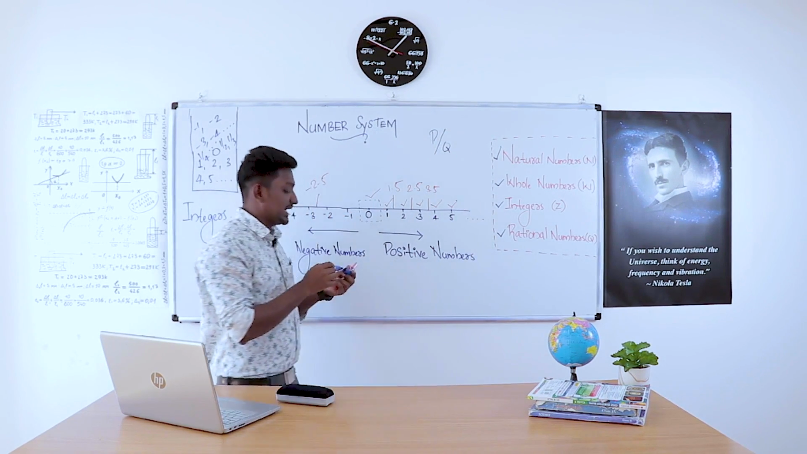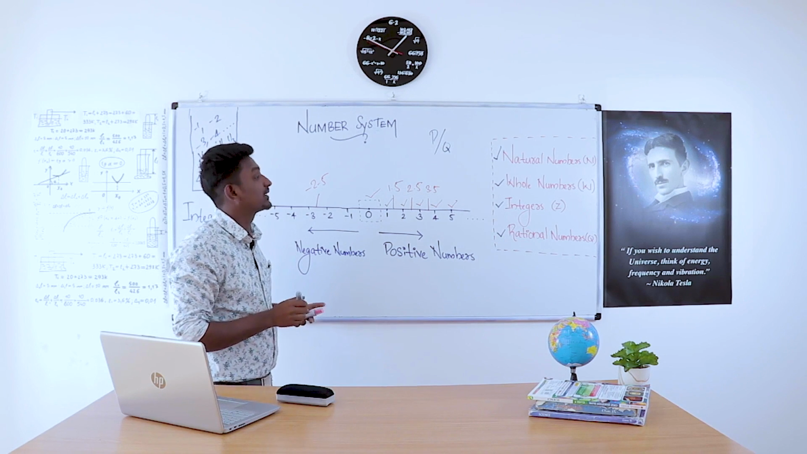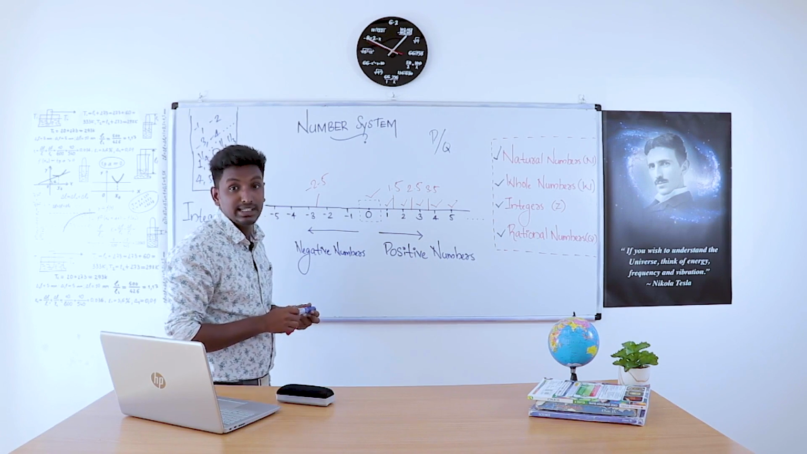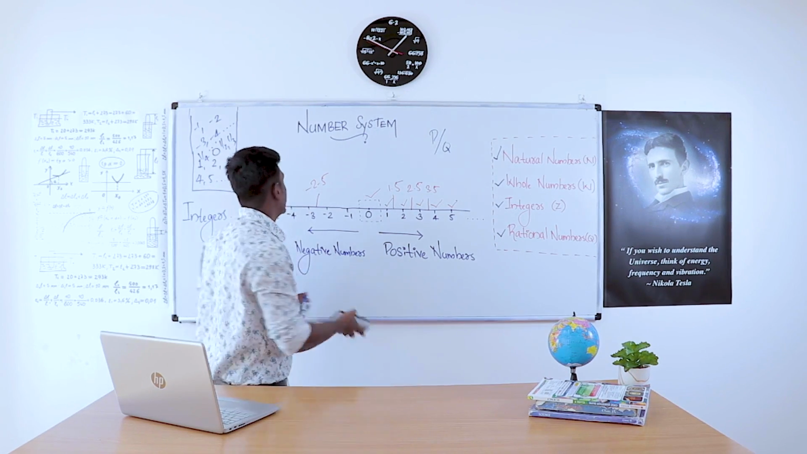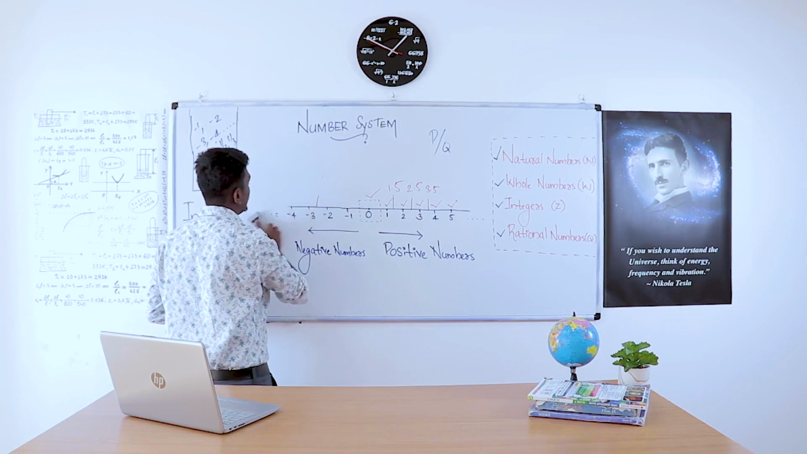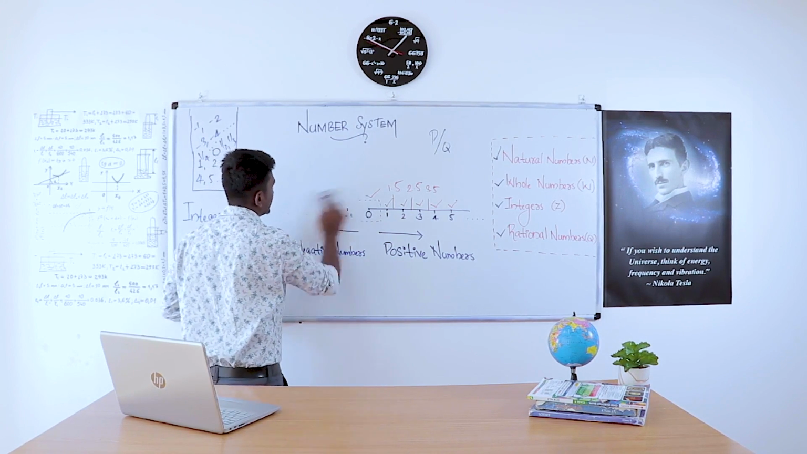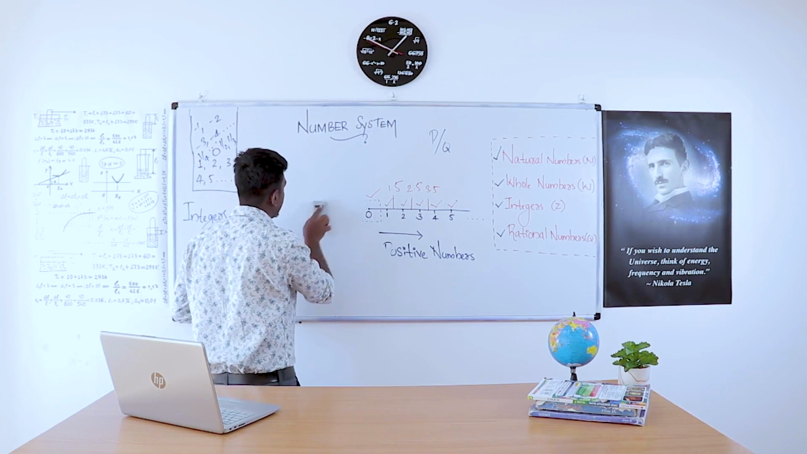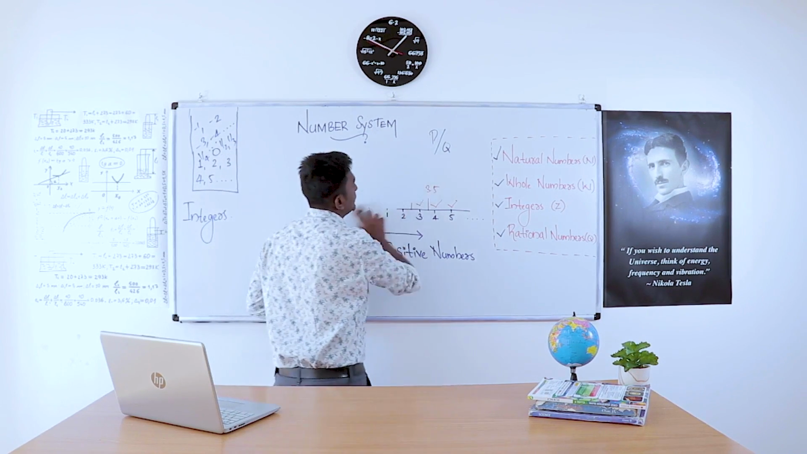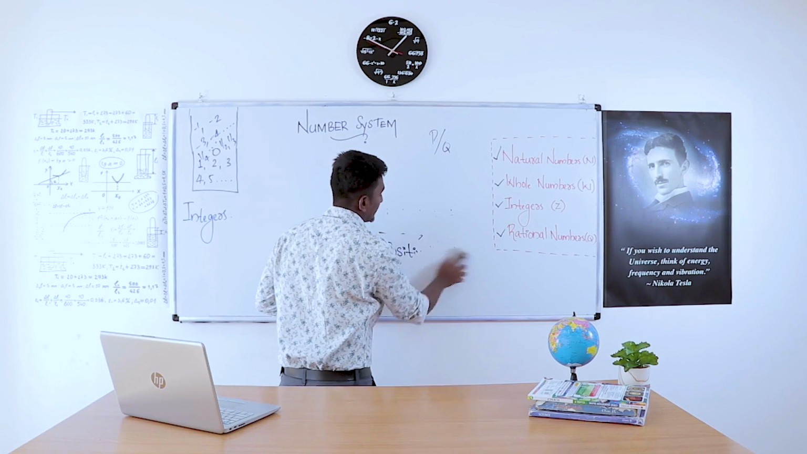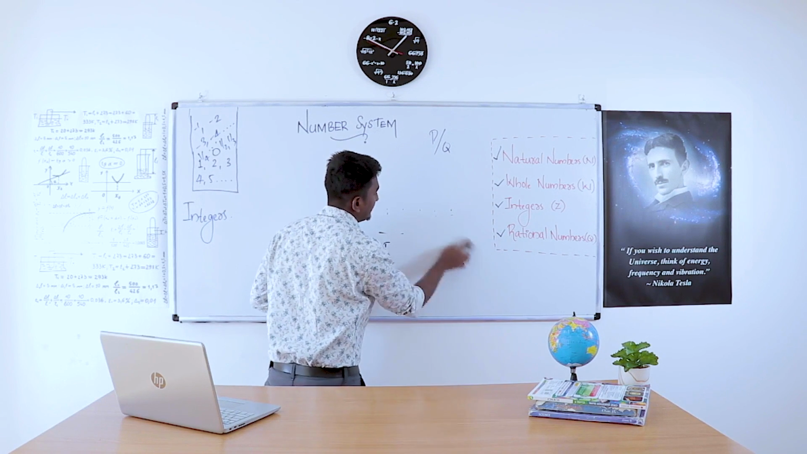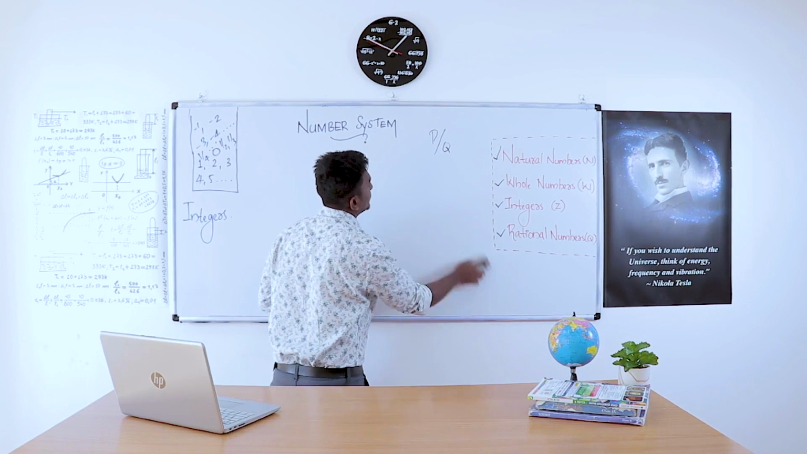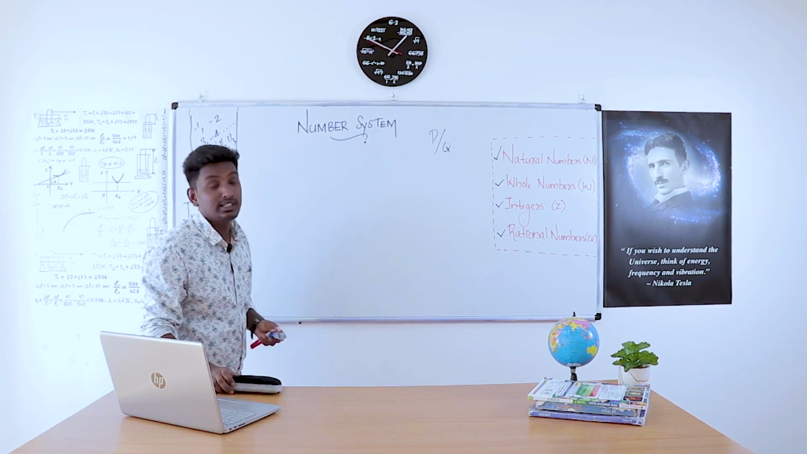Only numbers which can be expressed in the form P by Q are called rational numbers, where P and Q are integers and Q not equal to 0. Such numbers are called rational numbers. Clear? Rational numbers are the numbers which can be expressed in the form P by Q, where P and Q are integers and Q not equal to 0. That means denominator not equal to 0.